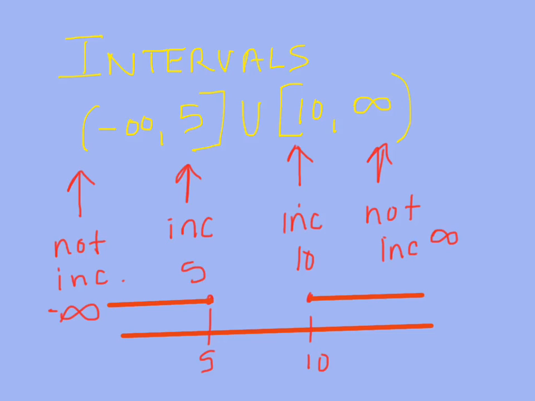Notice this time we're not using an upside down U. We're using a regular U, which would mean the word or. So the values are in here, or they are in here. And that would be a valid solution. That means any values in the first section would work, and any value in the second section would also work.